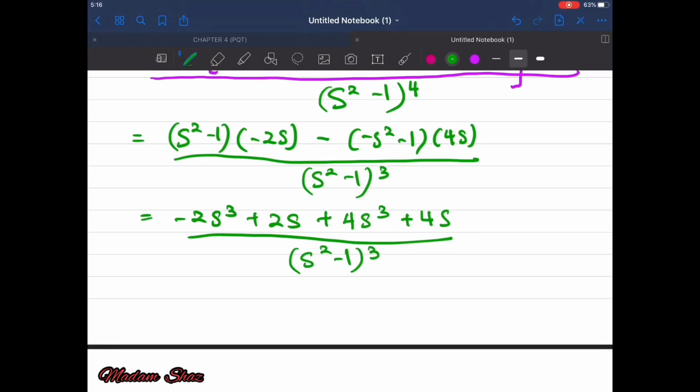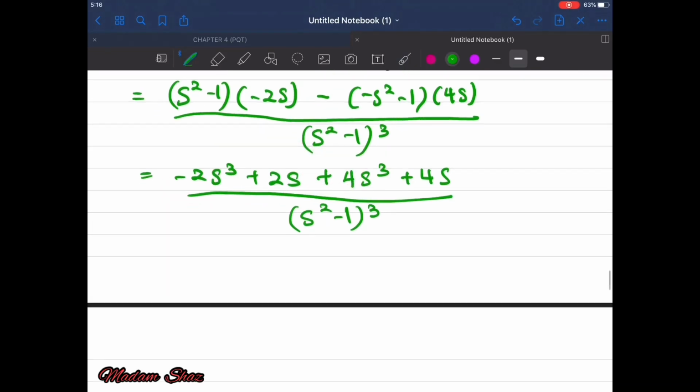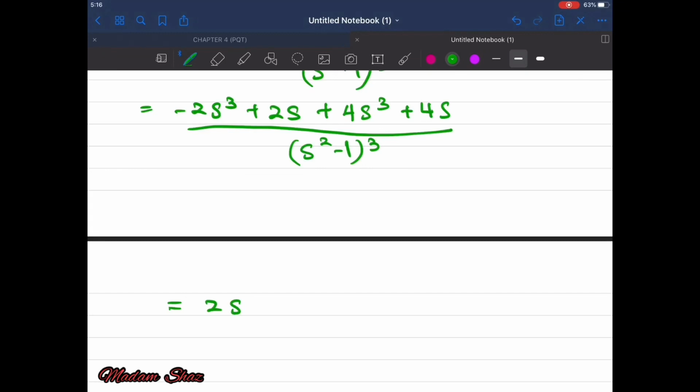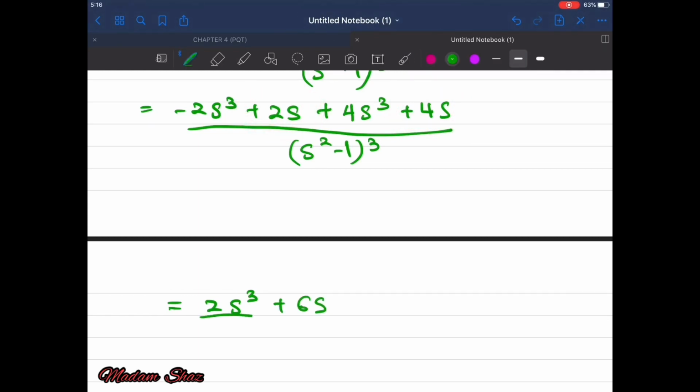So if you have the same term, you can cancel out. Negative 2s the power of 3, this one you have positive 4s the power of 3. So negative 2 plus 4 will become positive 2, 2s the power of 3. Positive 2s plus positive 4s will become positive 6s. Divide the whole thing with denominator s square minus 1 the power of 3.